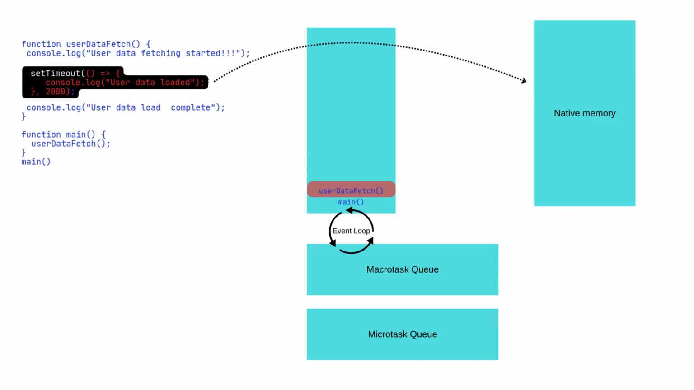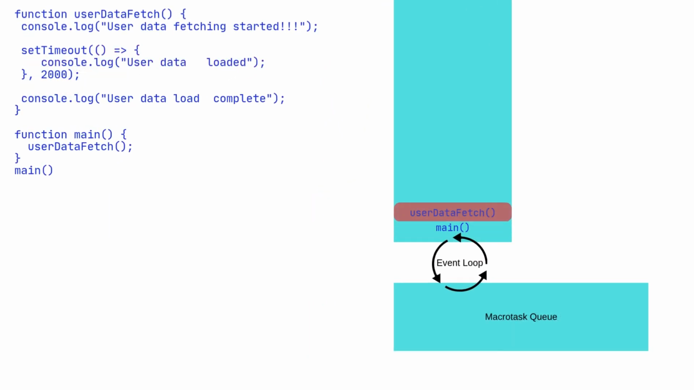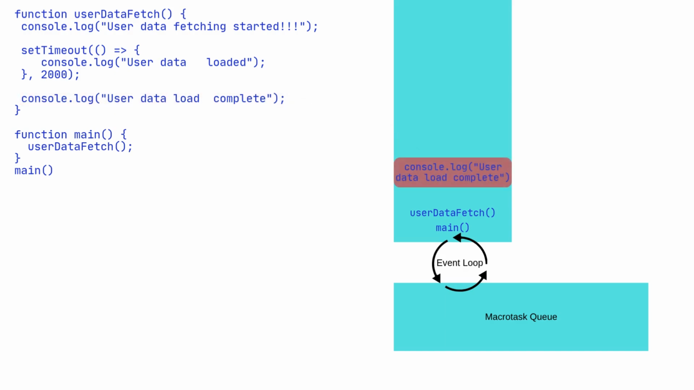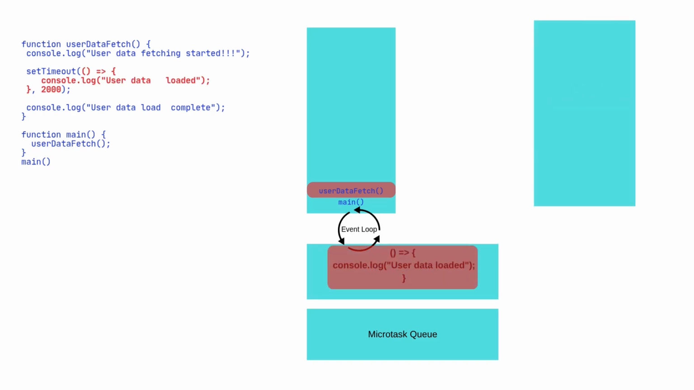Next, we hit setTimeout. This is not handled by JavaScript directly. Instead, it's passed to the native APIs. The next line, user data load complete, is also synchronous, so it's immediately printed after the timeout is scheduled. The timer begins and the callback function is registered to be executed after 2 seconds. It's not added to the call stack yet. It is scheduled into the macro task queue.